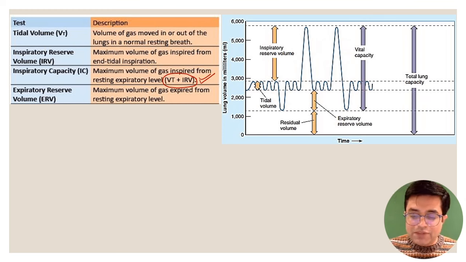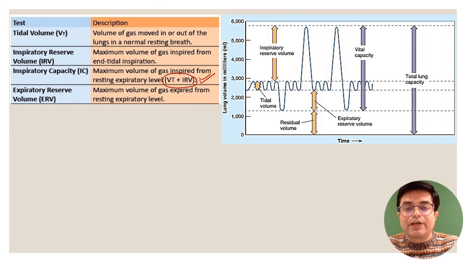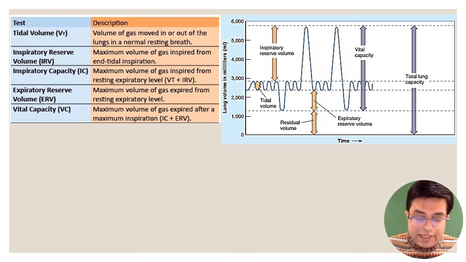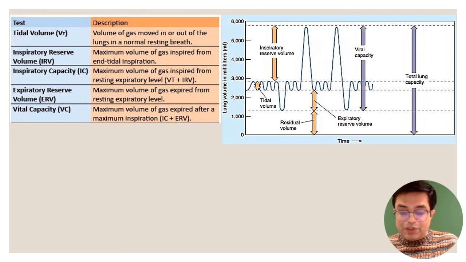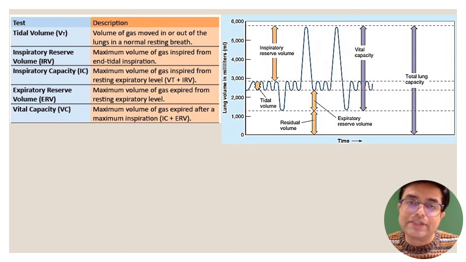Then we have expiratory reserve volume, which is the maximum volume of gas expired from the resting expiratory level, right? तो एक्सपिरेशन खत्म हो गया, उसके बाद जो मैक्सिमम गैस विच कैन बी एक्सपायर्ड, इट इज द एक्सपिरेटरी रिजर्व वॉल्यूम. Then we have vital capacity. Vital capacity refers to the maximum volume of gas expired after a maximal inspiration. तो इसमें क्या आ जाएगा? इसमें दोनों आ जाएगा, inspiratory capacity and expiratory reserve volume. तो दोनों maximum inspiration, maximum expiration, they combine together is called the vital capacity.